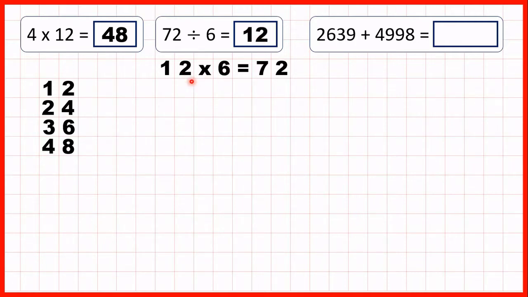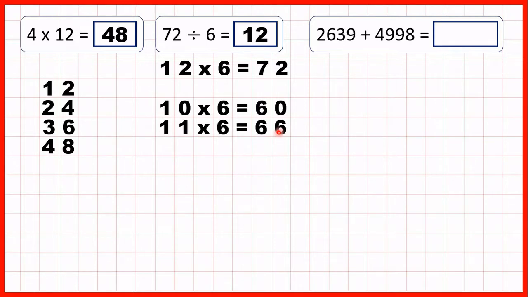Now, if we don't know our multiplication facts, we should at least know that 10 times 6 is 60. If we add another 6, we know that 11 times 6 is 66. And then if we add 6 more, we have 72. And because that's 12 times 6, we know that 72 divided by 6 is 12.